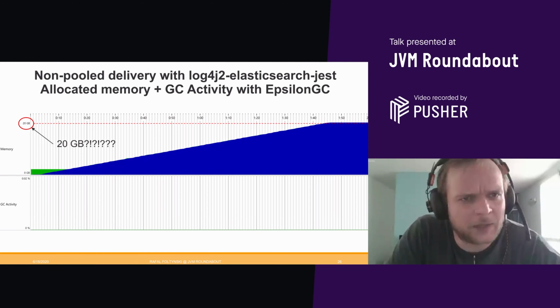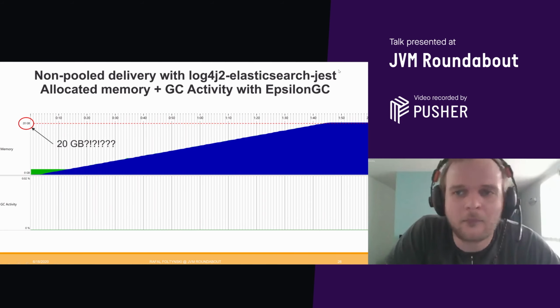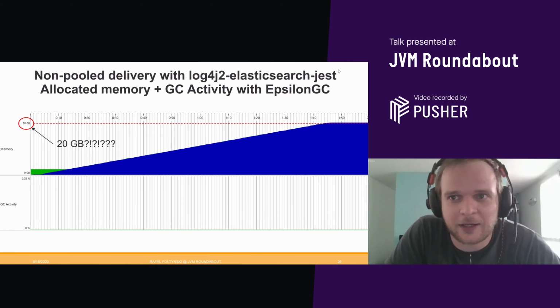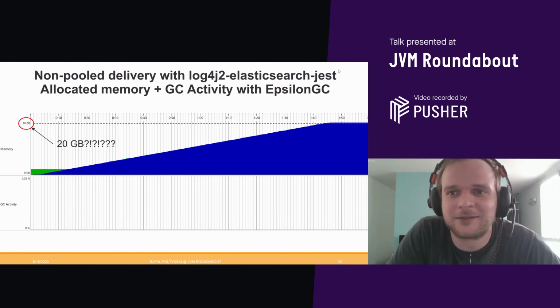So I've tried to push 1 million logs with one of the modules that I've developed called Log4j to Elasticsearch Jest. Under the hood, it uses a third-party library, including an HTTP client, called Jest, obviously. And it turned out that in order to send 1 million log messages, where every message has roughly 300 characters, it takes 20 gigabytes of memory on your heap to actually do that.